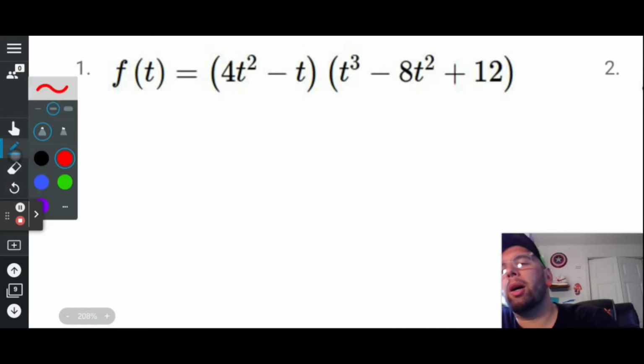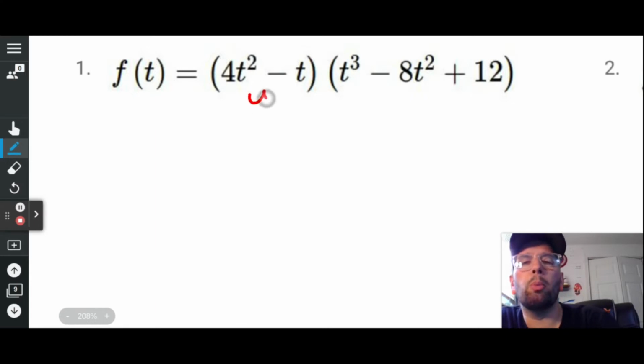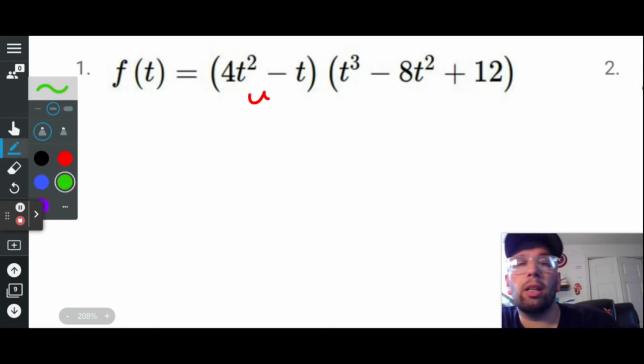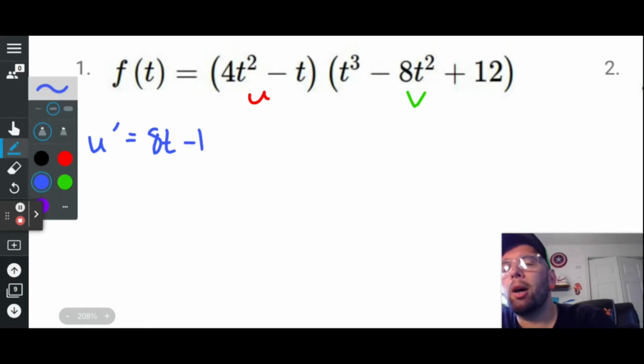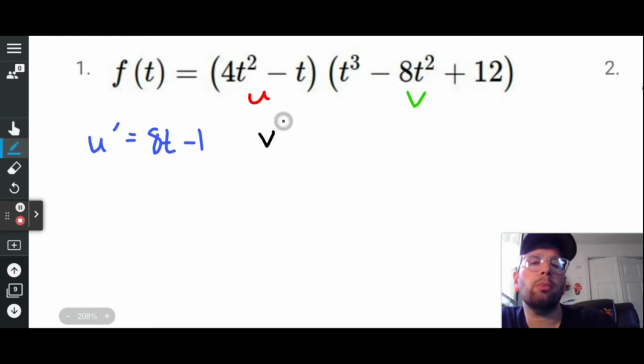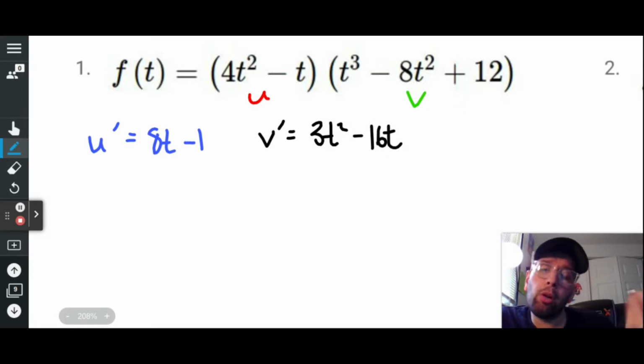It's good practice anyway. All right, so that's our u. Boom. Let's use different colors. That's our v. Boom. U prime is going to be, what did I say? 8t minus 1. V prime is going to be 3t squared minus 16t plus 0. And then we put it all together.